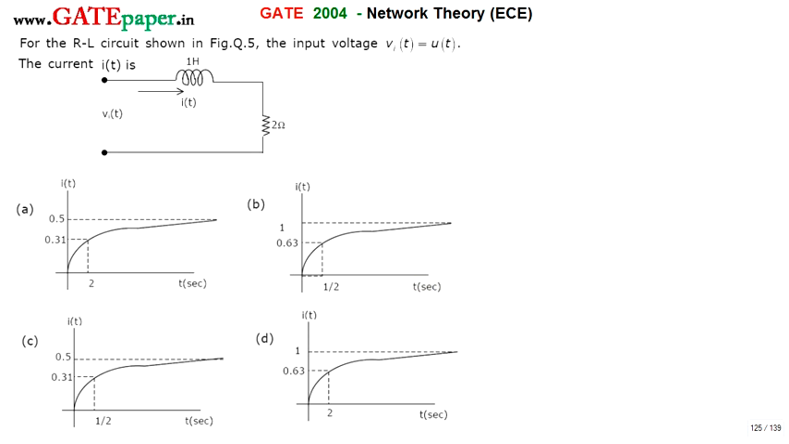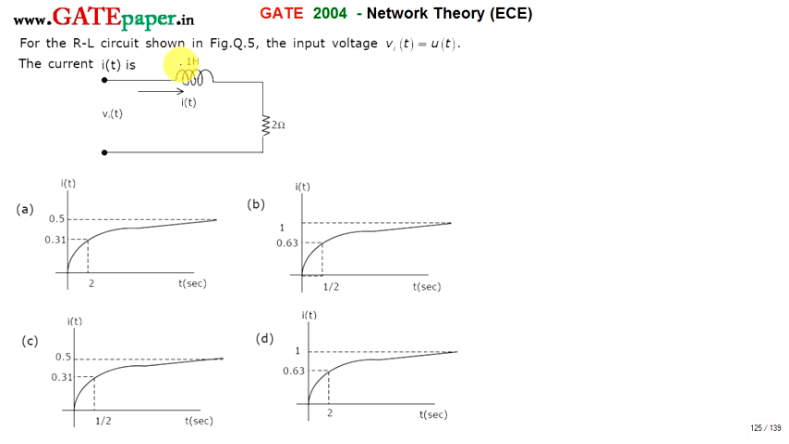Hello, we are discussing the GATE 2004 ECE paper. For the circuit shown, which is an RL circuit, find the current flowing through the RL circuit when the input voltage is u(t). We need to find which is the correct waveform for the current i(t).